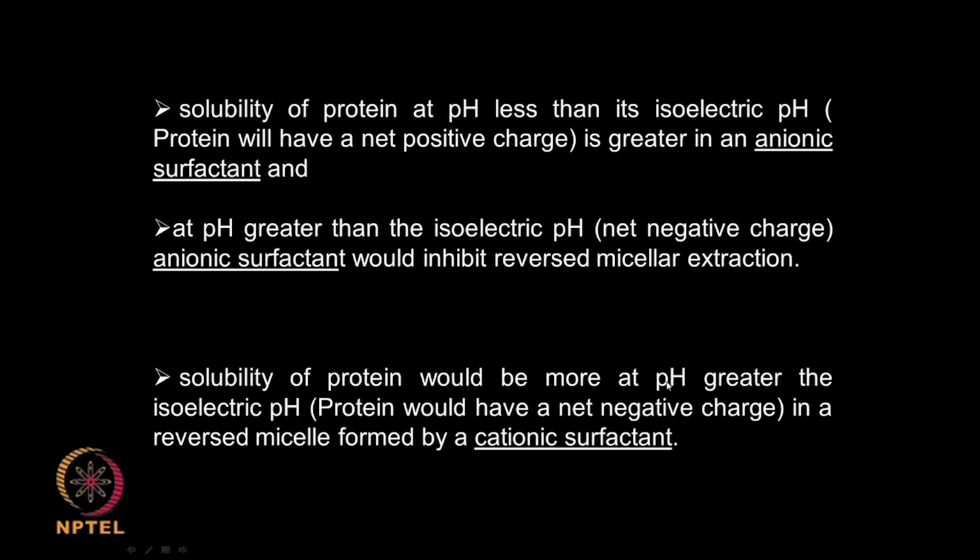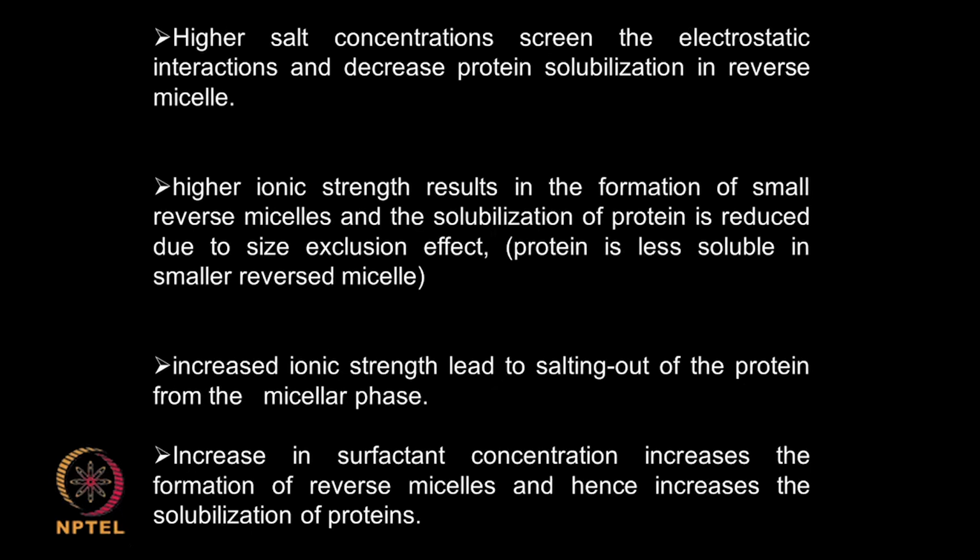Solubility of protein would be more at pH greater than the isoelectric pH. If it is greater than the isoelectric pH, then the protein will have a net negative charge, and then it is good to have a cationic surfactant. So depending upon whether I am operating below or above the isoelectric pH: if I am operating below the isoelectric pH, it is good to have an anionic surfactant. If I am operating above, then it is better to use a cationic surfactant. So the pH effect is seen here.